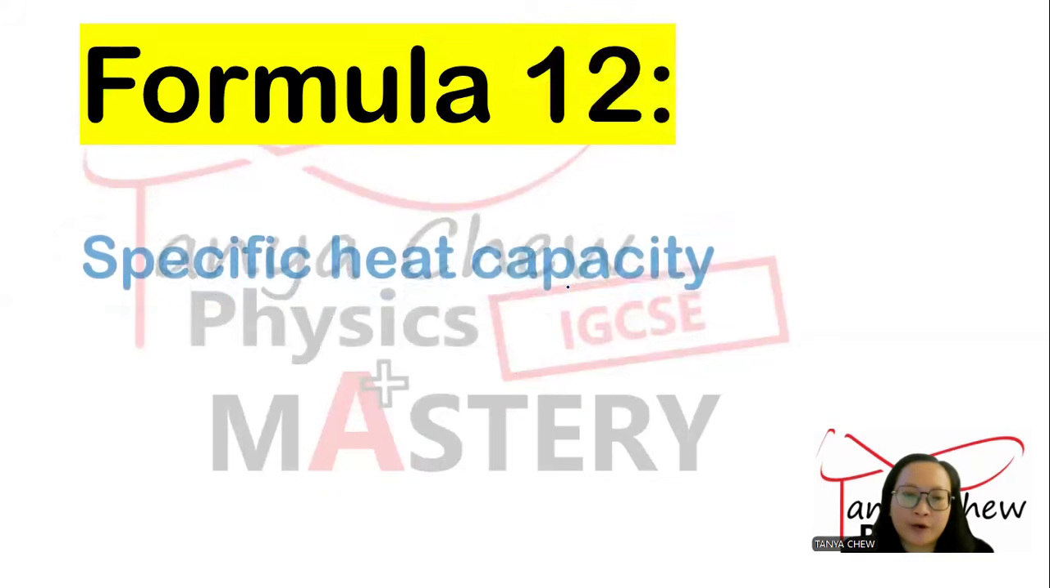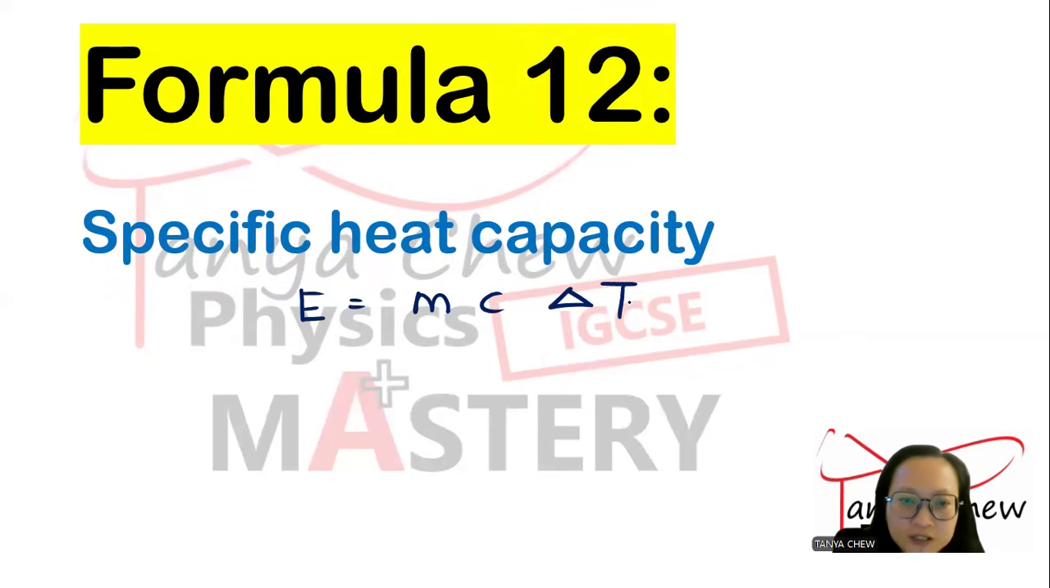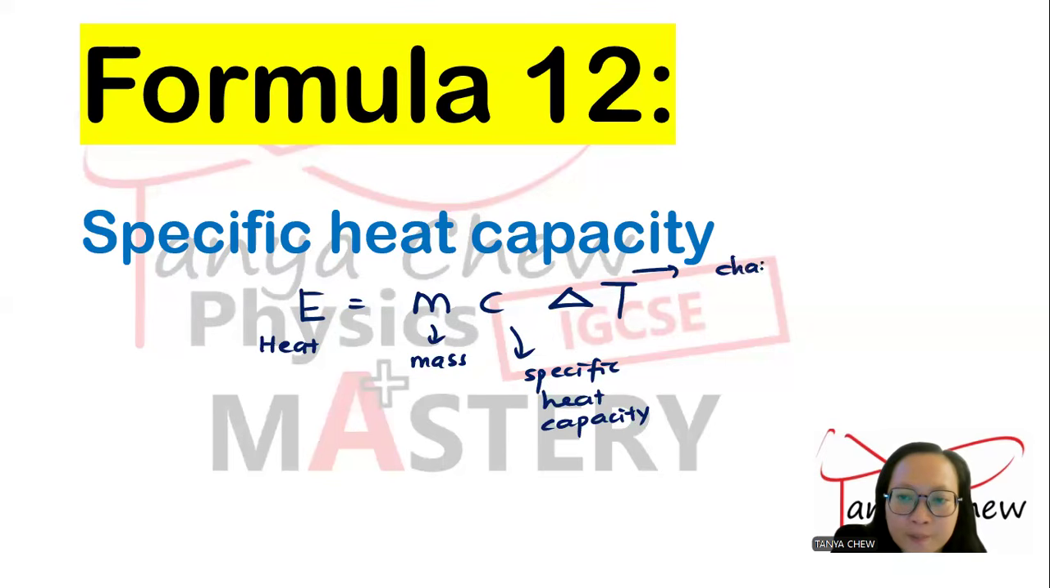Now the next formula is specific heat capacity. When you see the words specific heat capacity, always use this equation: E equal to m c delta T. E is called thermal energy or heat, right? M is the mass. C is called specific heat capacity. And delta T is the change in temperature.